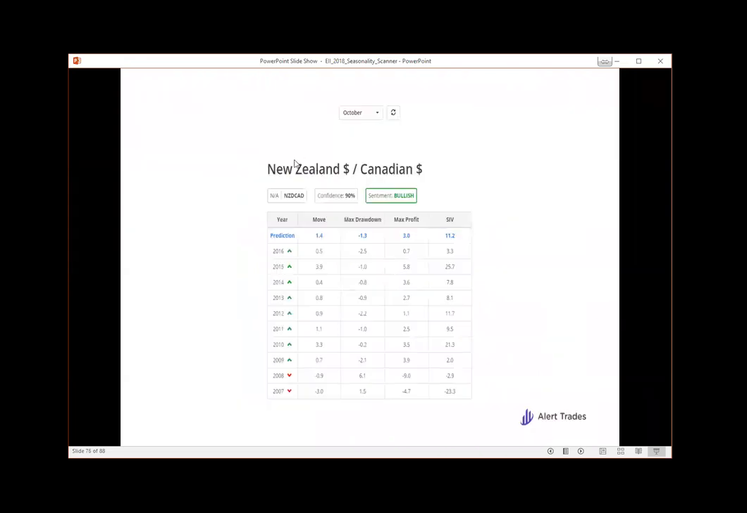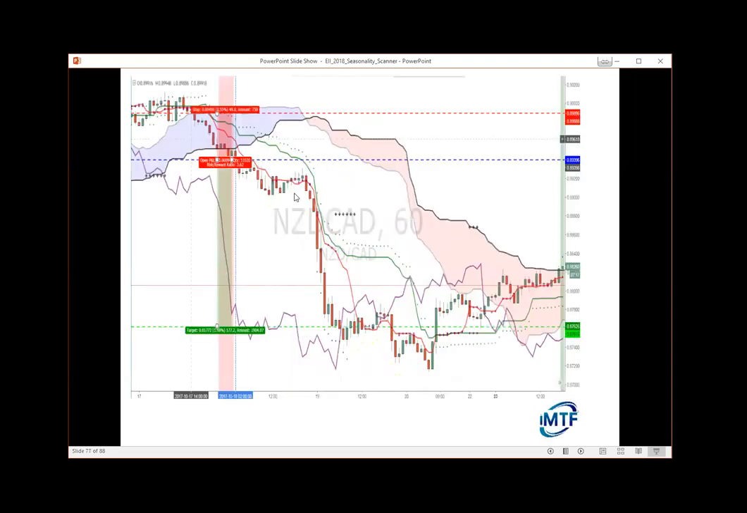Okay, moving on. Just to give you another example of another instrument, the New Zealand CAD, and this is, again, on the free scanner, if that's what you're interested in. And looking at the confidence of 90% with SIV over 10, that's good. Let's look at the charts. Once again, this turned out to be a bearish setup, so not worried about that, just letting the charts tell us what to do. So this was a breakout trade, and it went quite far, you can see, and we got stopped out all the way down there, which is just over 3.5-to-1.